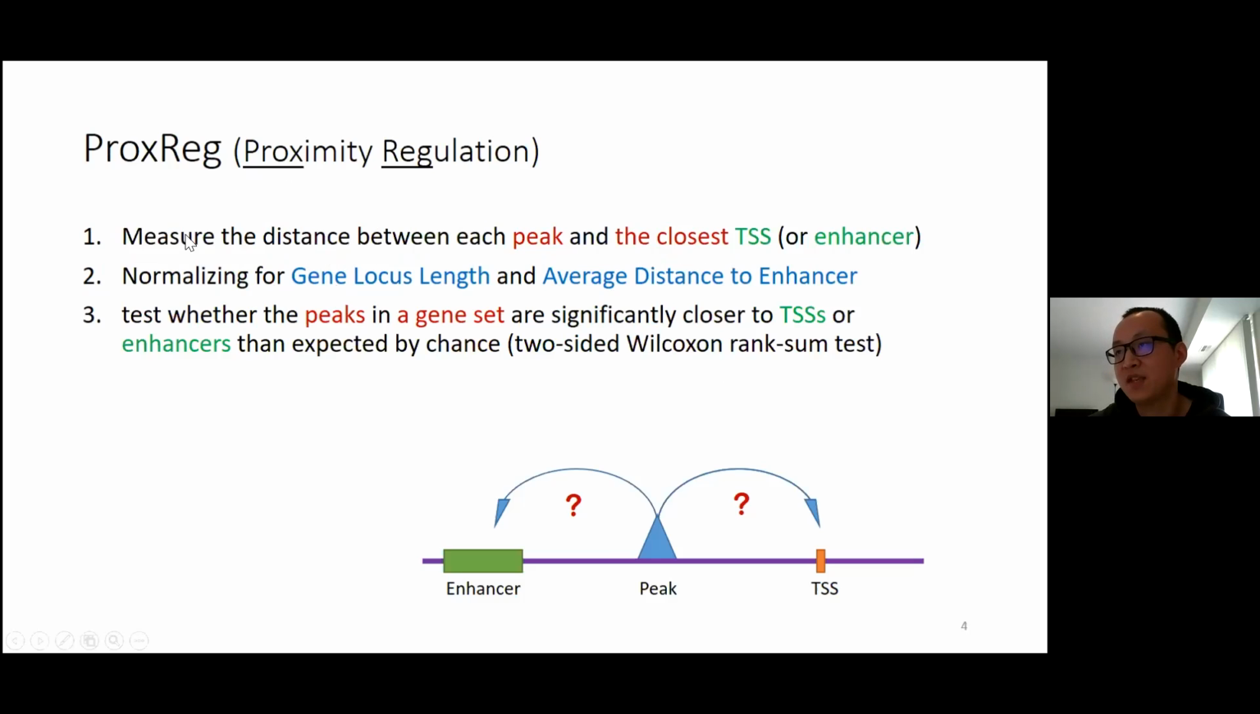And the method is kind of straightforward. There are three steps. The first step is we measure the distance between the peaks and the closest TSS or the enhancers. Then we normalize the distance, based on the gene locus length for the distance between peaks and the TSS, and the average distance to enhancer for the distance between peaks and the enhancers. And then we test whether the peaks in a gene set are significantly closer to a TSS or enhancer than expected by chance. And we use the Wilcoxon rank sum test.